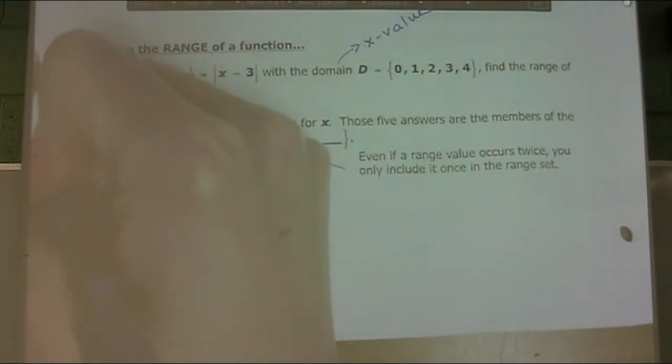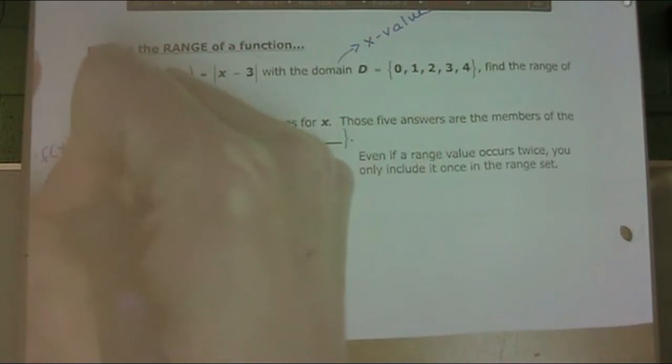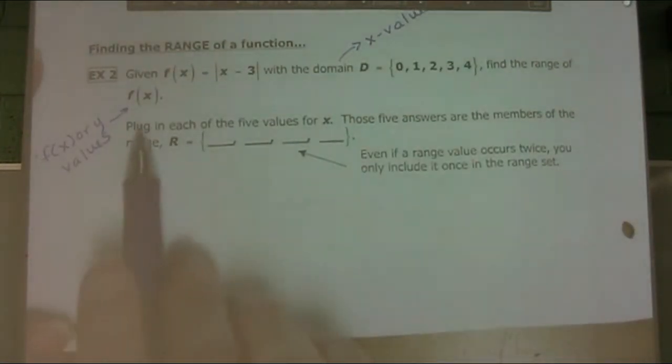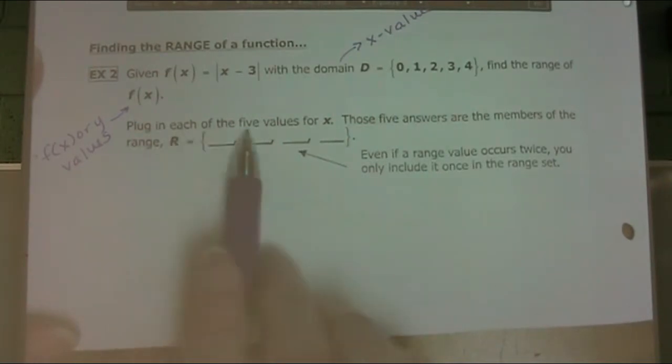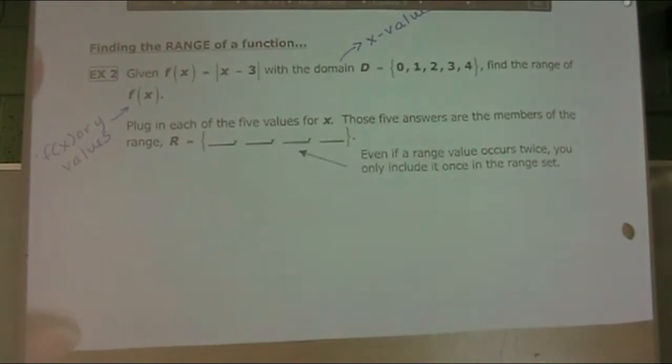This is the f of x or y values. All right? So what we're going to do is plug in each of the 5 values for x. Those 5 answers are the members of the range. So we've got to do this 5 times.